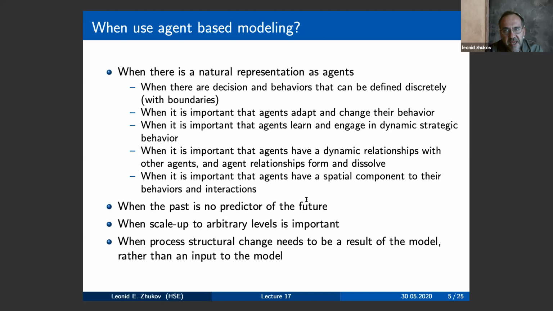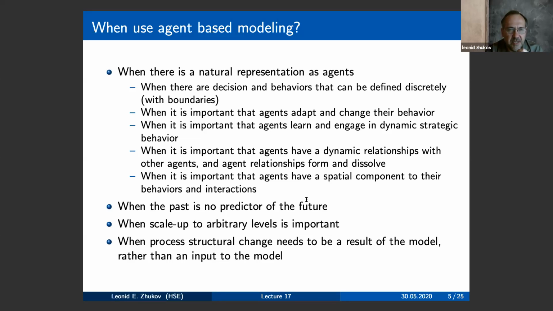The agent during the time can actually form and dissolve relationships, right? So it can interact with other agents and then stop interacting, and then think about, again, network and time-dependent network where the agent appears and disappears. And quite often agents have this spatial component to their behavior.